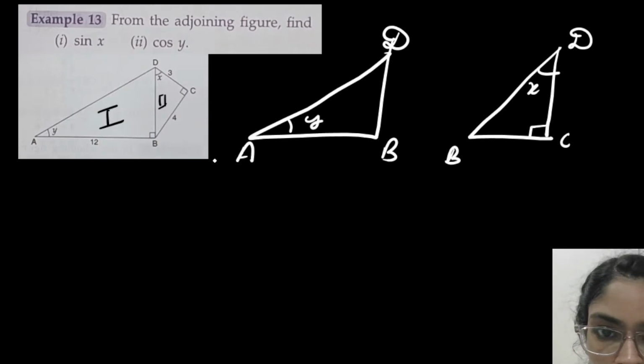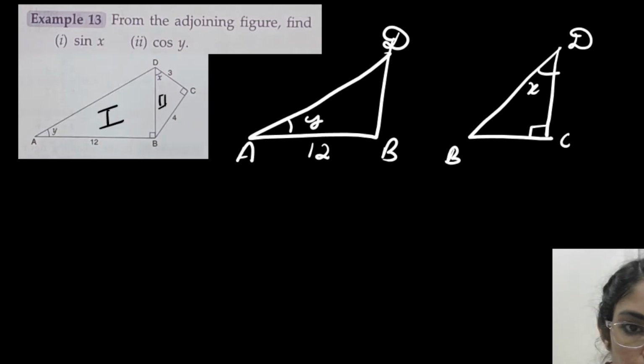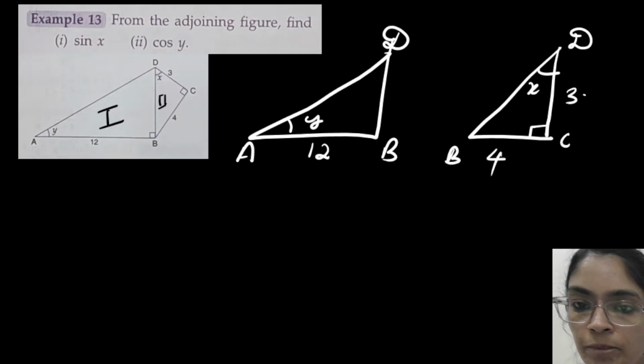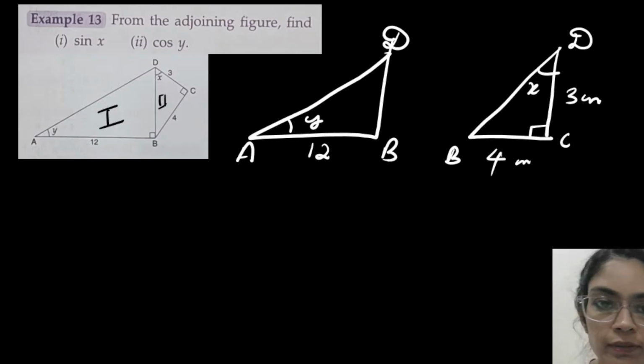The given things I'll also write: AB is given to us as 12. Then DC is 3 and BC is 4. Units or centimeter is not given to us. I can assume it's just a ratio only. So let's say centimeter I'm writing, although it's not given here. So it's fine.